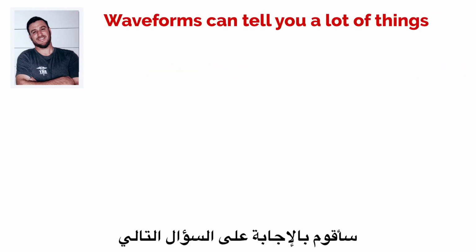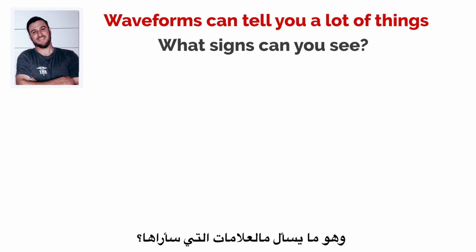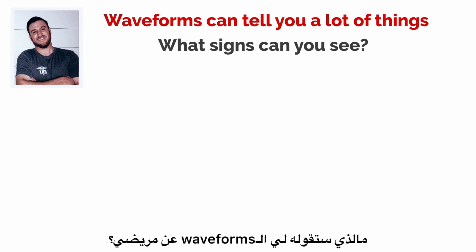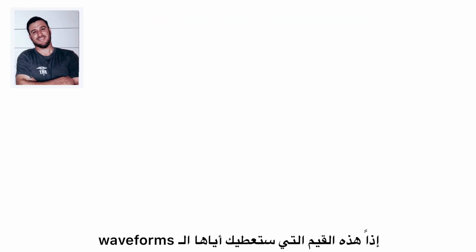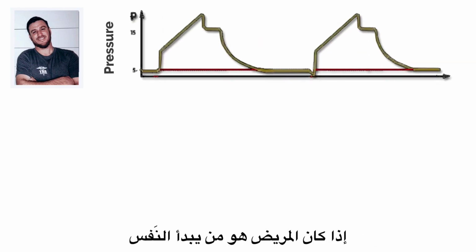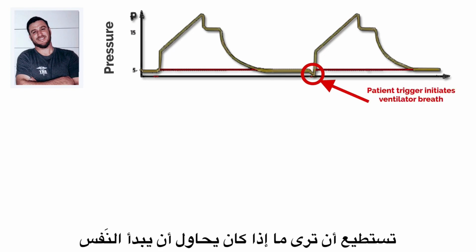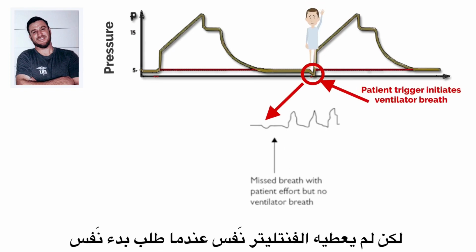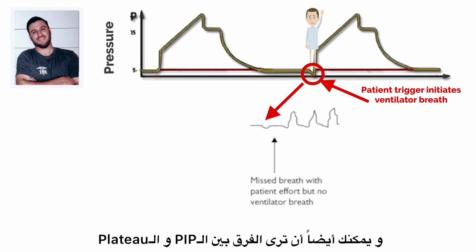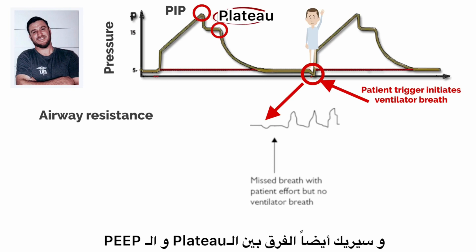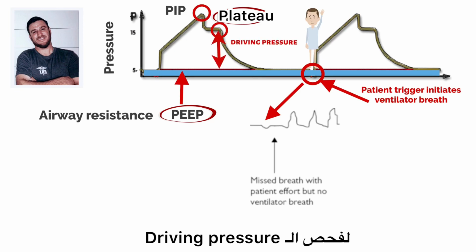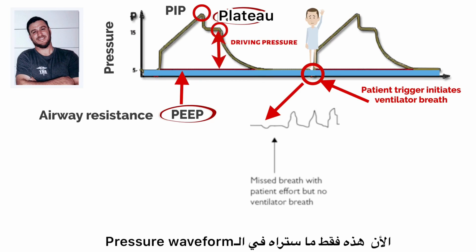I'm going to go ahead and answer this next question, which is asking what kind of signs can you see? What do the waveforms tell you about your patient, if it's the right mode or if you should change something or not? So here's the value that waveforms give you. First of all, you can see on your pressure waveform if your patient is triggering the vent. You can see if the patient is trying to trigger the vent, but it's not triggering. And of course, you can see the difference in your PIP and your plateau, which tells you about airway resistance. And you can also see the difference between your plateau and your PEEP to assess driving pressure. Now, those are just from the pressure waveform.